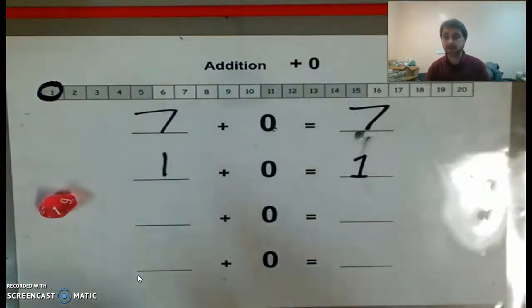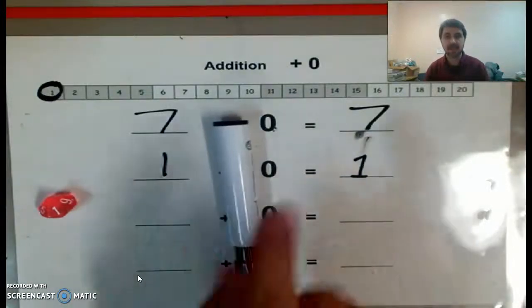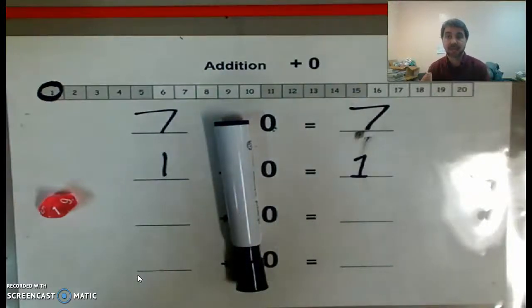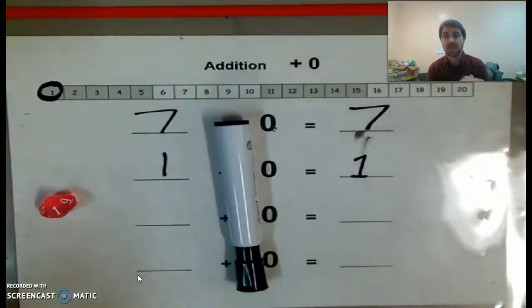All right, so I want you to do this activity. Let's say do it like 2 or 3 times, just so you really get the idea that when you add 0 to something, nothing happens.